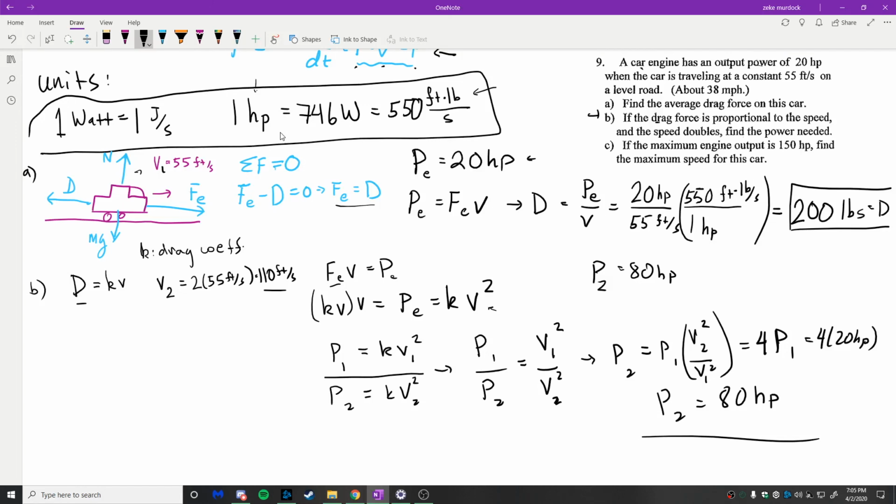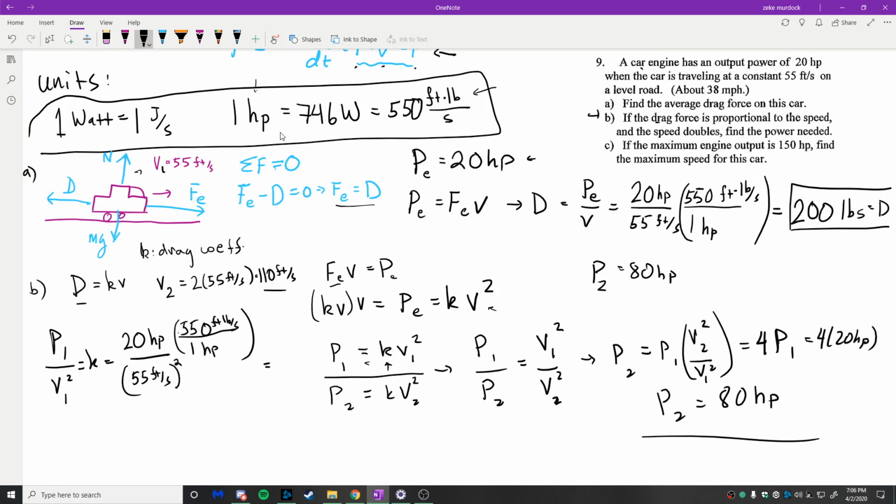Now, there's another way we could have done it. We could have actually just solved for K, right? So if we take power 1 and we divide by velocity 1 squared, that gives us the value of k. So power 1 was 20 horsepower, and v1 was 55 feet per second. We'd have to square that, and that would give us the value for k. We'd also probably need to convert the horsepower, by multiplying by 1 horsepower equals 550 foot-pounds per second, and then we could solve for what k is.